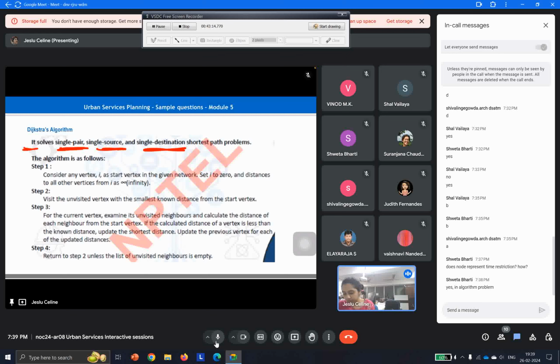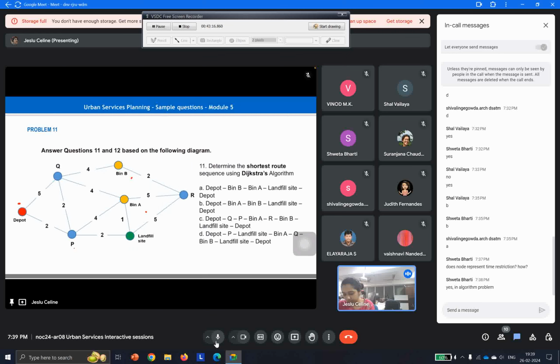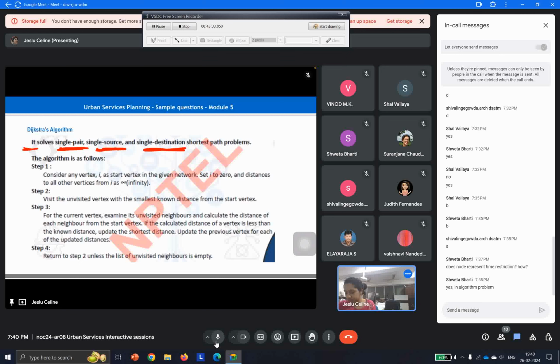So let's look. We have a single source. We are starting from the depot, and we need to collect from bin A and bin B, then go to the landfill site, deposit it there, and then come back to the depot. So you have a single source and single destination. You're coming back. So it works for single source, single destination. So this can be used.